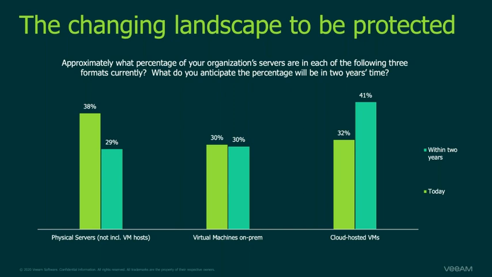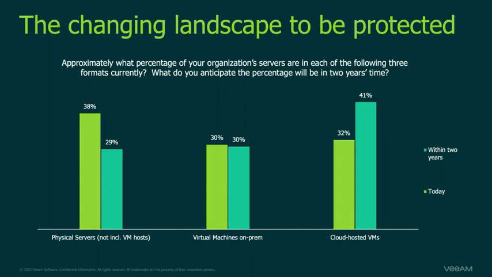And this shows that changing landscape to be protected. In the lime green bars, you can see how people have their workloads distributed today across physical, virtual, and cloud-hosted VMs. And the teal or seafoam green shows what they expect that to look like in the next 2 years. No real surprises on this slide. Utilization of physical servers on premises continues to decline. Virtual machines on premises, likely vSphere or Hyper-V, remain relatively static over the next couple of years. And we continue to see that acceleration in the rapid adoption of cloud-hosted VMs.